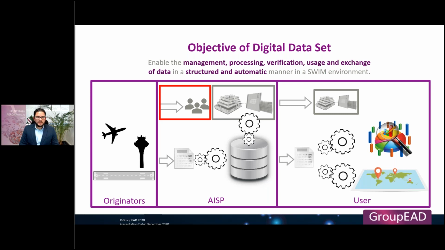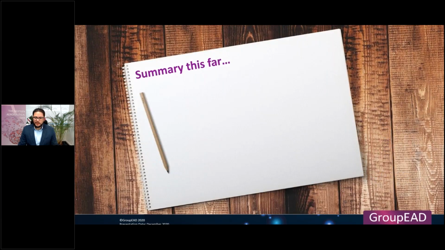And once we receive this data from the originators, we should also be here in this part processing, checking the quality of this data. And then maybe this section here, which indicated manual processing, might disappear in the future. Note that at the moment, we will still continue creating and developing our conventional products together with our new digital data sets. So let me summarize a little bit so far what we have been discussing about.